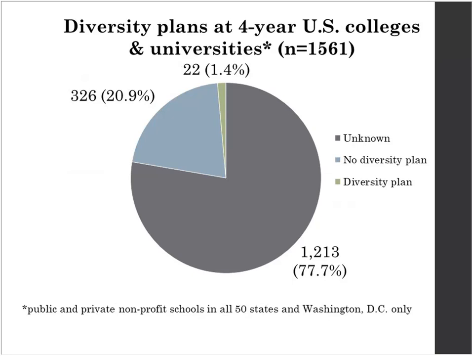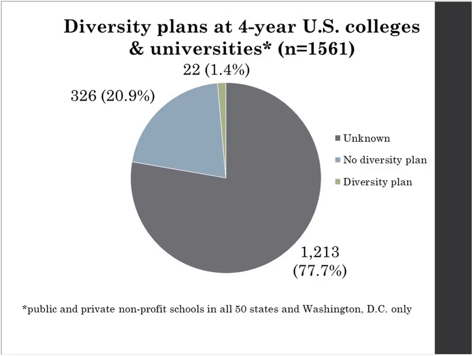So my final pool was 1,561 schools. I tried to search each school's library website to start off with to see if I could find a publicly posted copy of a diversity plan. But I also ended up emailing each library individually, usually the library dean or director, to see if I could obtain a copy of their library's diversity plan if it wasn't posted publicly.